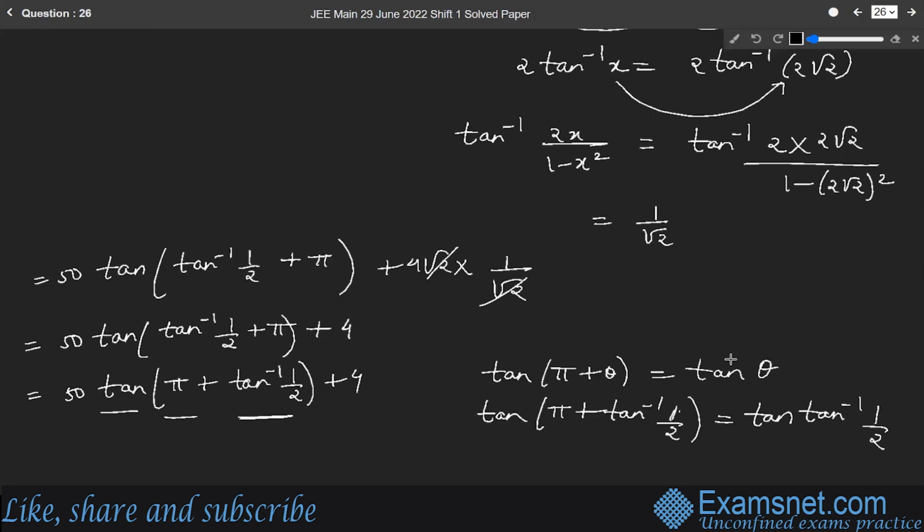Because tan(pi + theta) is equal to tan theta. Here theta is tan inverse 1 by 2. So it will be equal to tan theta. What is theta again? Tan inverse 1 by 2. So it will be tan of tan inverse 1 by 2. Here tan and tan inverse will cancel.